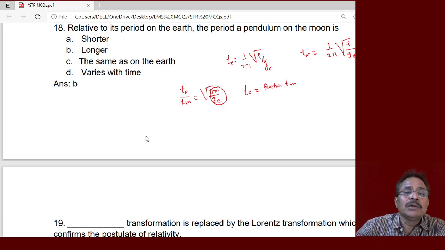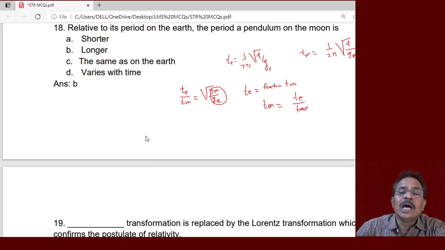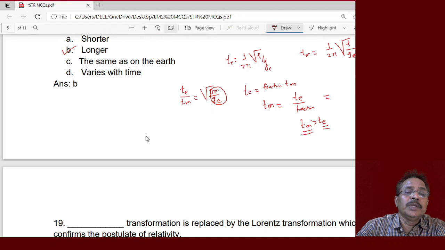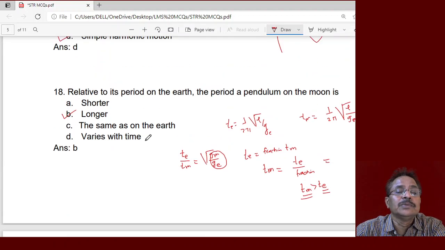So what is asked? Relative to its period on the earth, the period of the pendulum on the moon. That is T_M, so I have to calculate T_M. The period on the moon is equal to the period on the earth divided by the fraction, and whenever a number is divided by a fraction we get a larger number. That shows that T_M is greater than T_E. The period of that pendulum on the moon is more than the period of the pendulum on the earth, and therefore the answer is B, longer, as given by this particular reasoning or formula.